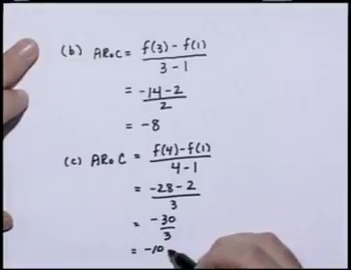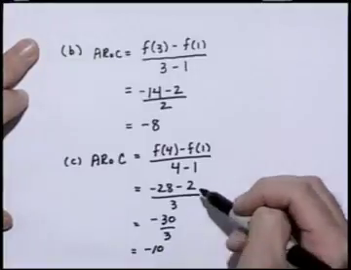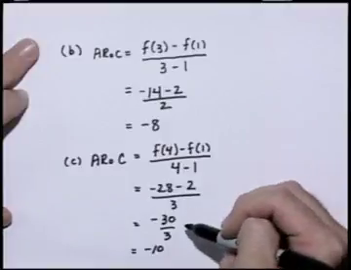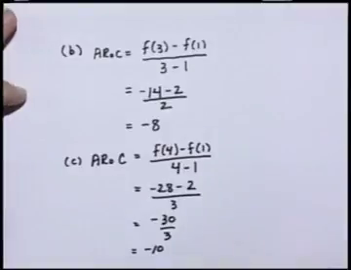Again, to help remind you what this means, the slope of the line between 1 comma f of 1 and 4 comma f of 4 is negative 10.